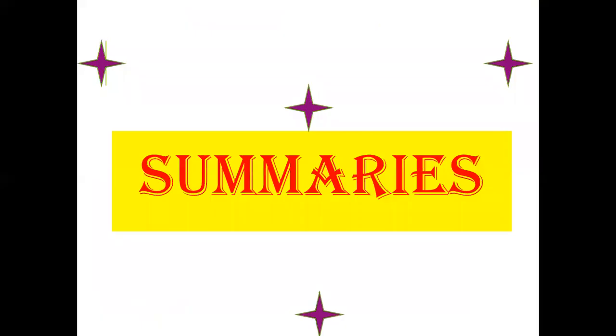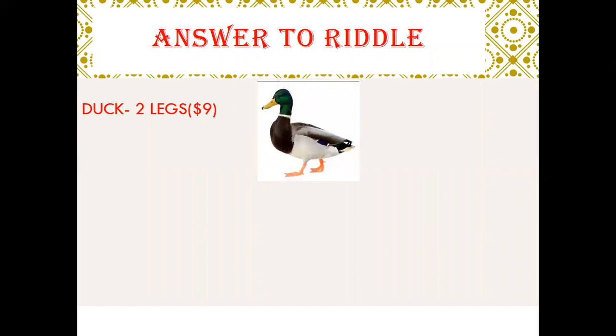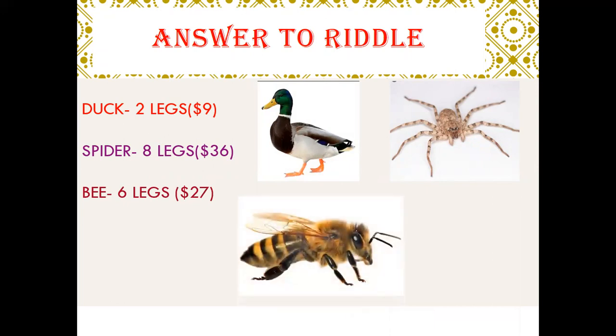So this is the answer to the riddle. A duck has 2 legs, right? And the duck was given $9. Oh, 9 good dollars for the duck. A spider has 8 legs, and the spider was given $36. Oh, that's a lot of money for the spider, right? Let's ask the spider to give us some of his money. Now, a bee has 6 legs, and the bee was given $27. Can't you see the pattern?